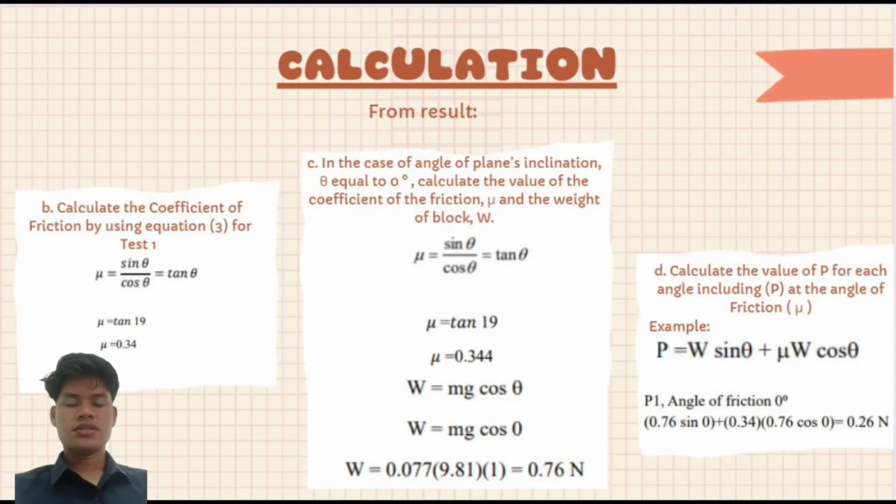So for the calculation from the result, calculate the coefficient of friction by using equation 3 for test 1. So mu equals sin theta over cos theta equals tan theta. Theta is 19, so mu equals tan 19. So we got mu equals 0.34.